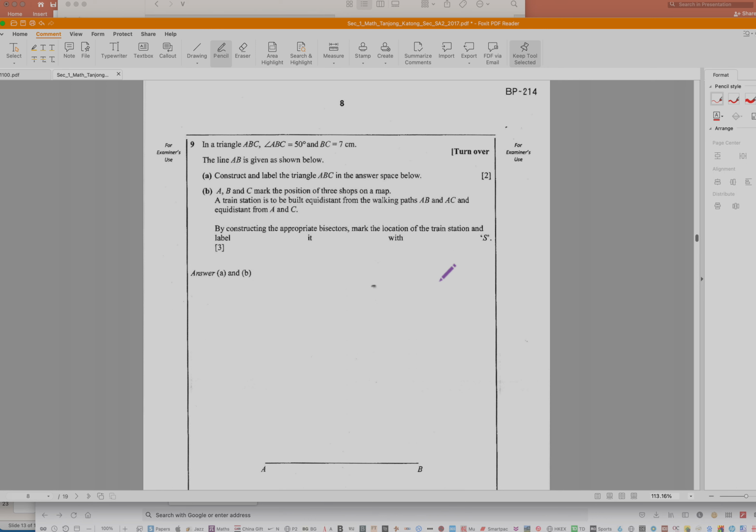Is that okay? Which one is 50 degrees? Which one is 7 cm? Yeah, so basically this is up, right? You start from here, you draw the 7 cm, right? Yeah, good. This is the one. Okay, next.